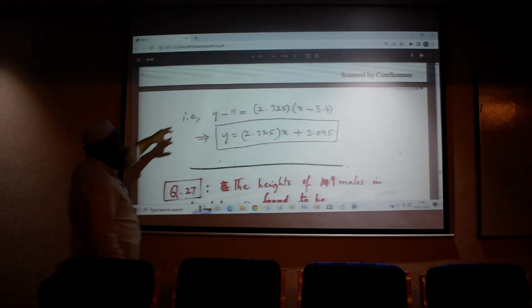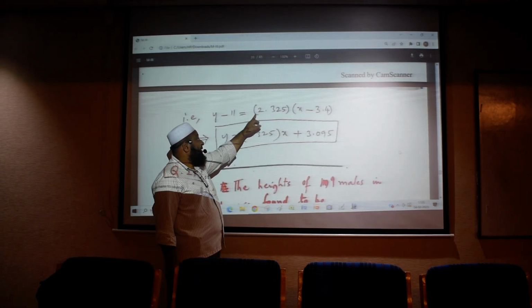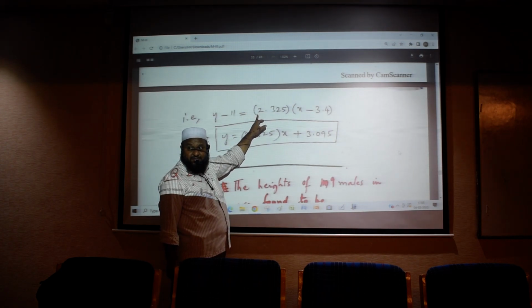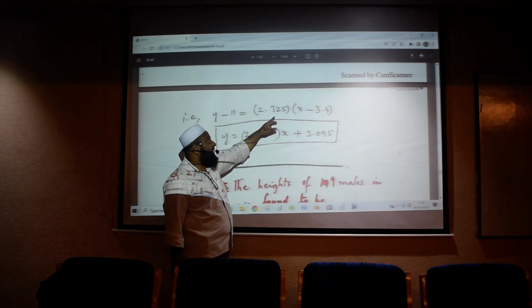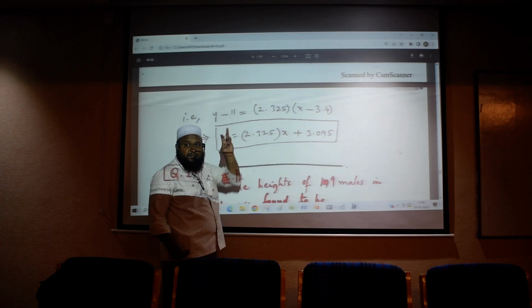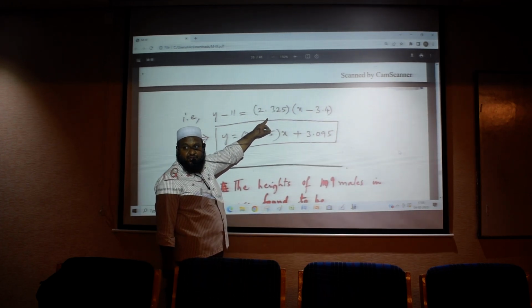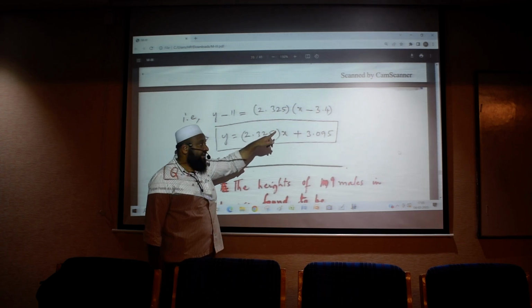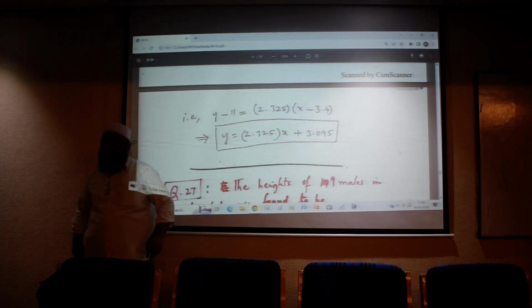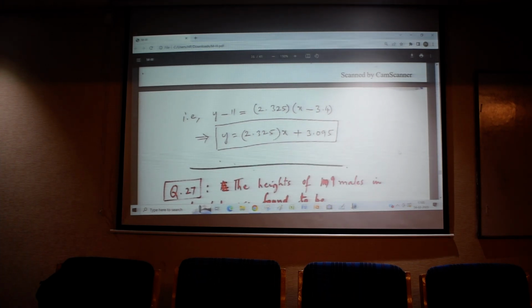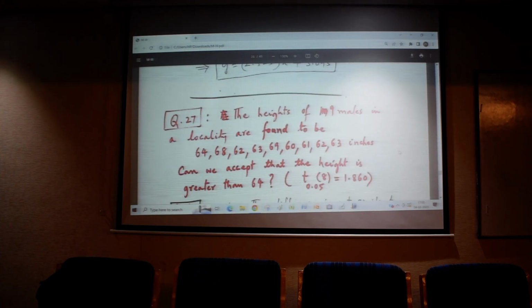Substituting the values: x bar and y bar are ready, and the coefficient of regression of y on x is ready. Simplifying this. Is it understood? Okay, good. Very nice.